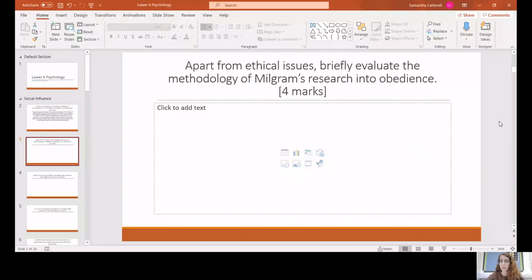So I'm going to go through the question: apart from ethical issues, briefly evaluate the methodology of Milgram's research into obedience. One thing not to do is start talking about ethical issues, because it says apart from ethical issues. So don't do that. It's asking you to evaluate strengths and weaknesses of the methodology of Milgram's research.